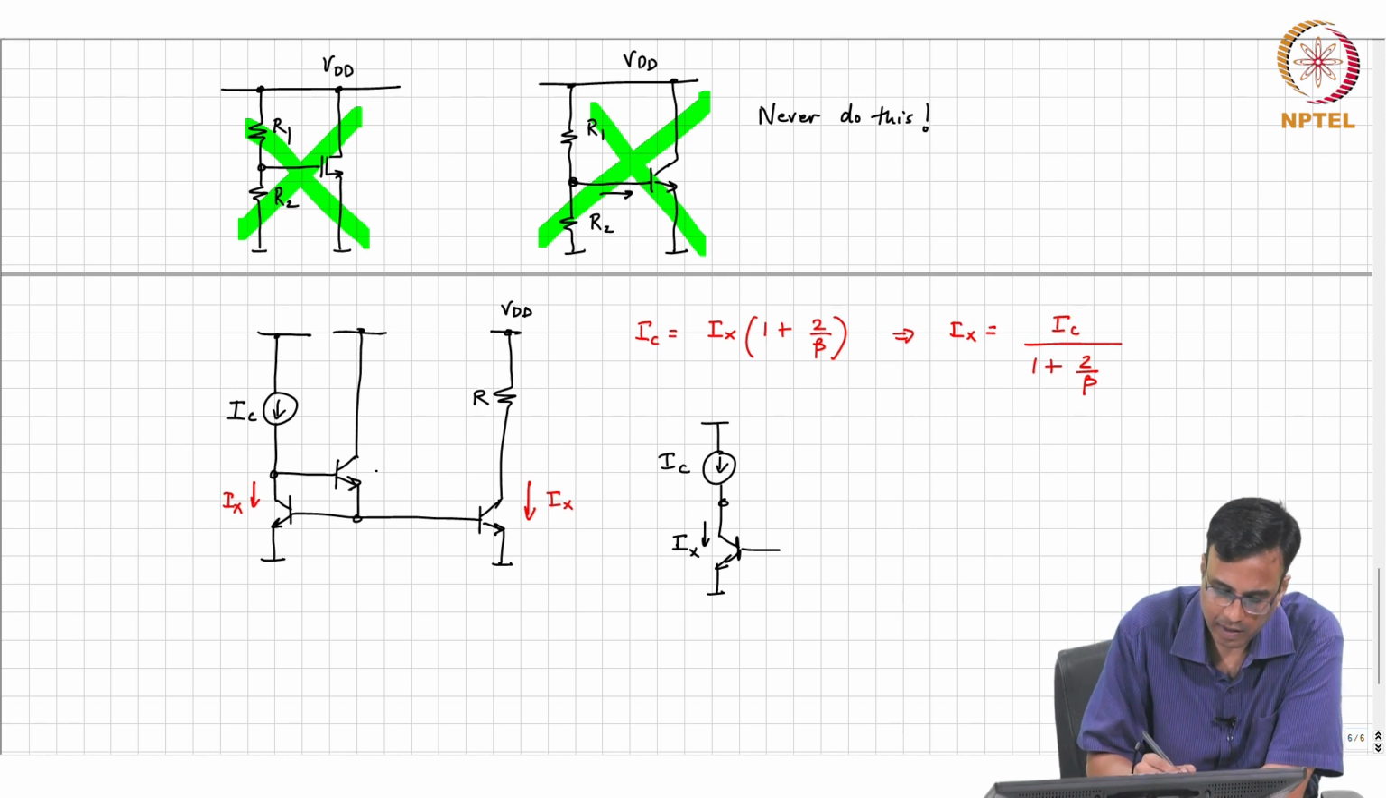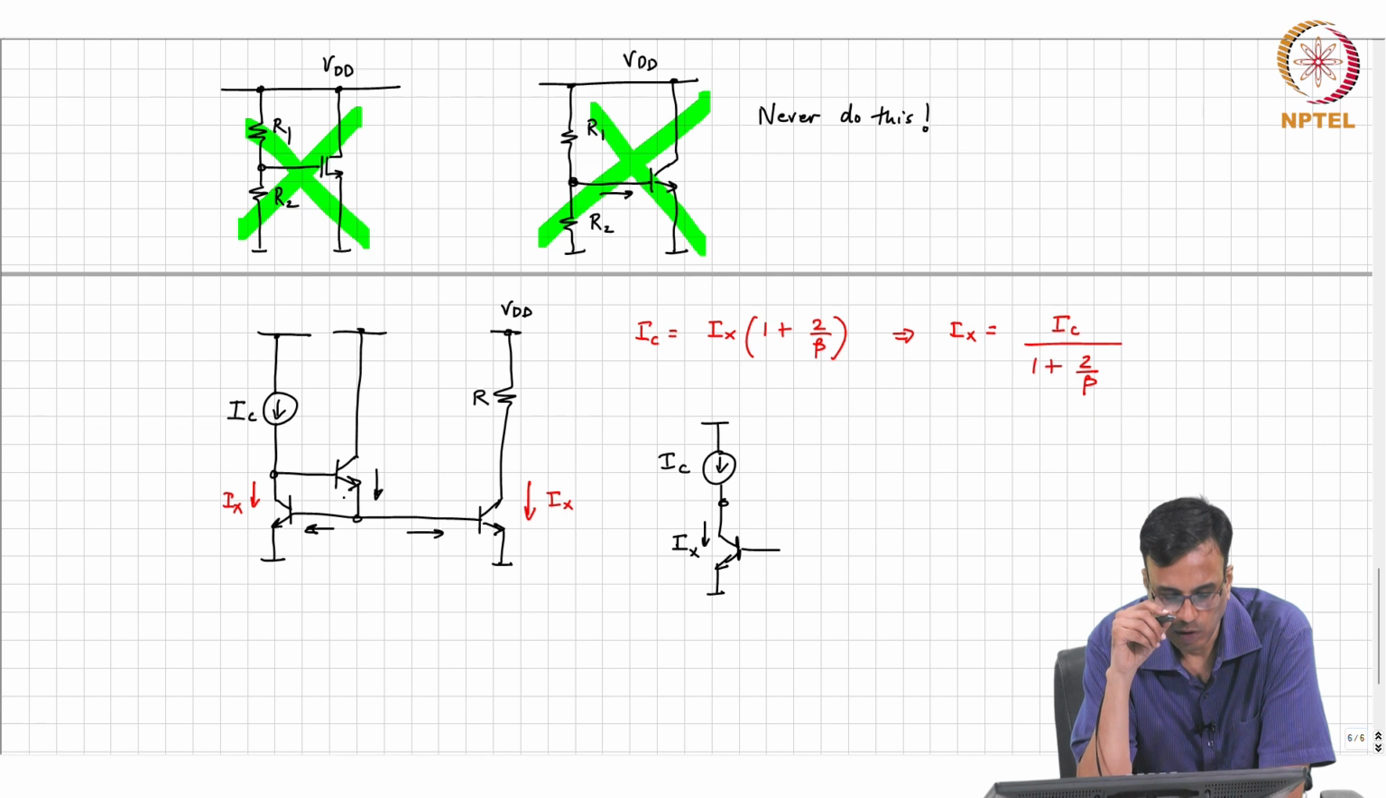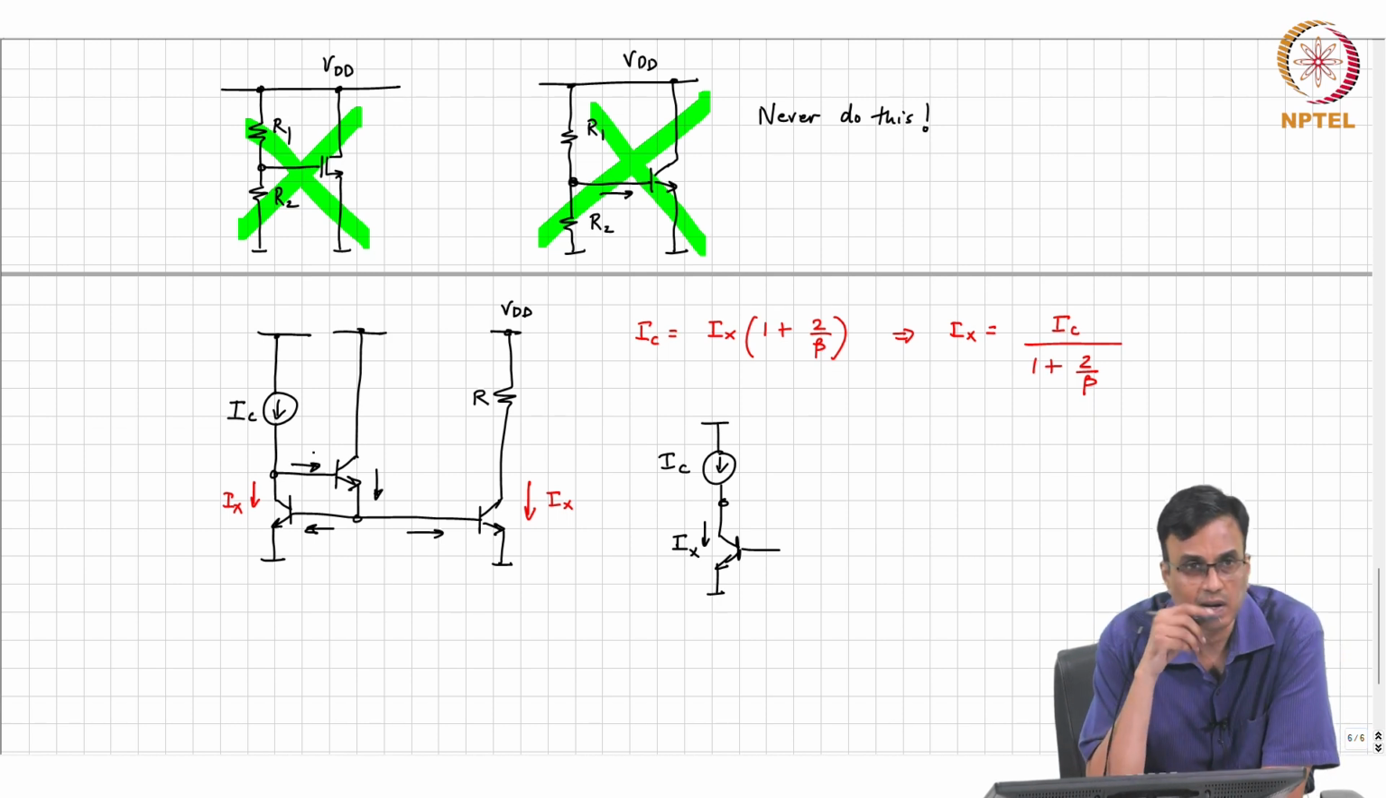And now all this current, if you have 100 transistors here, all the base current will be supplied by the common collector stage, right. And so, what will this current be?